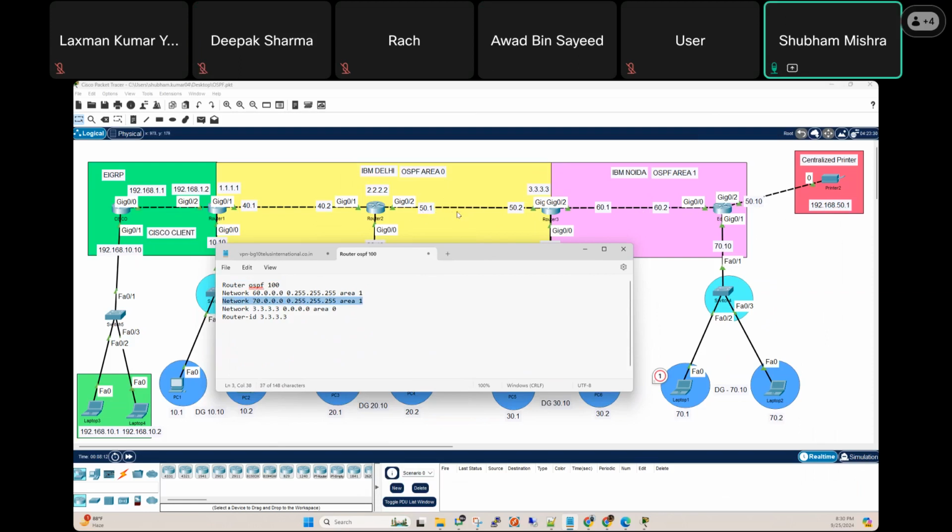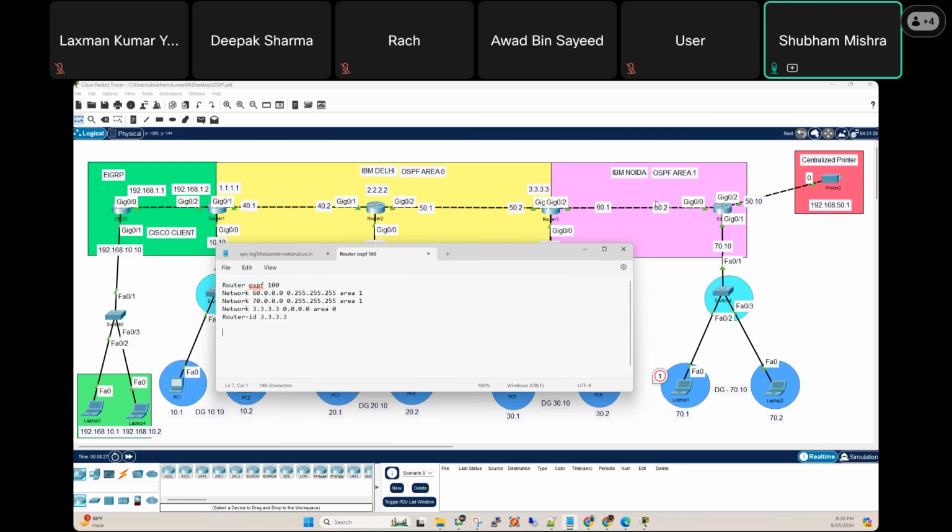50.1, right? 50.1. Okay, 50.0.0.1. So right now do one thing. Please do not advertise this one. Okay, now what we will do? We will perform redistribution here. We will redistribute this network in OSPF.